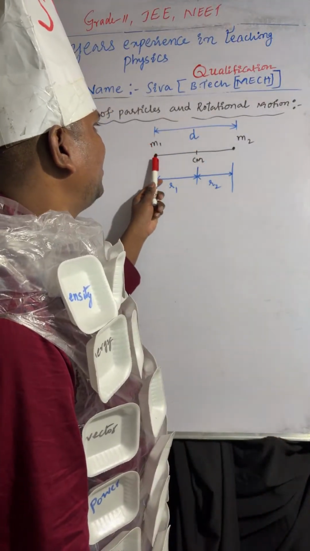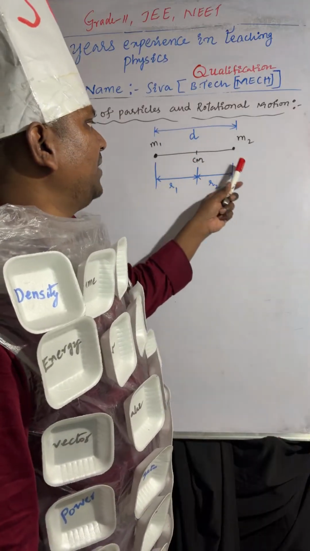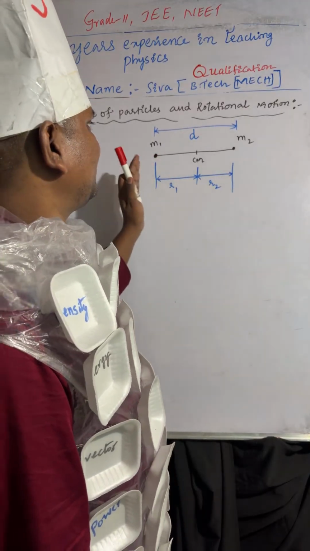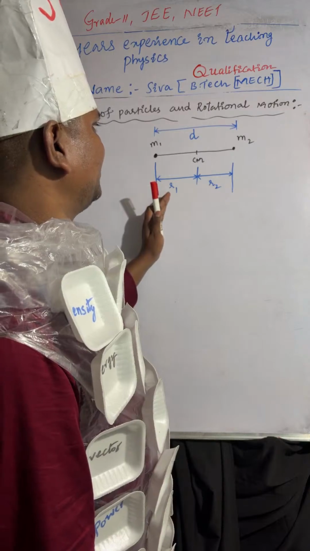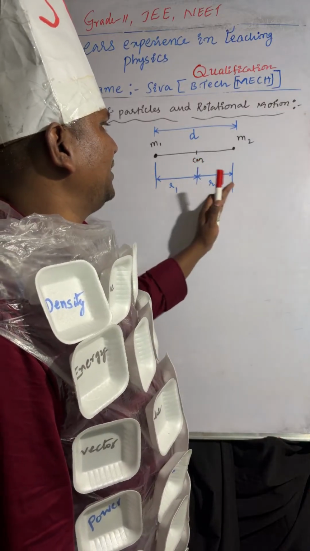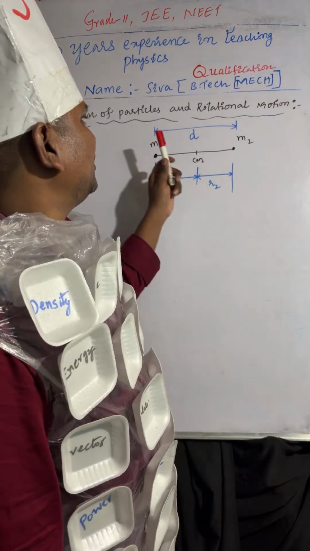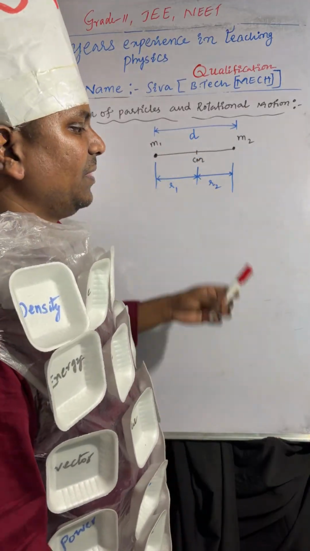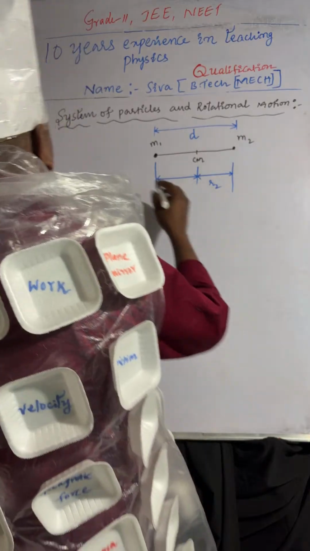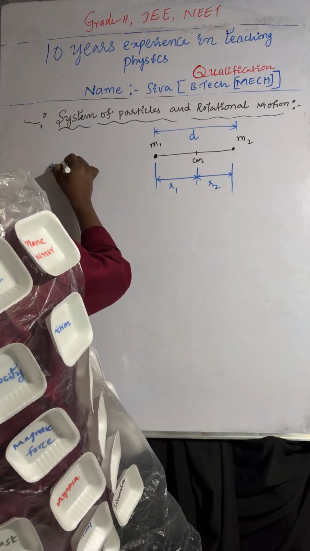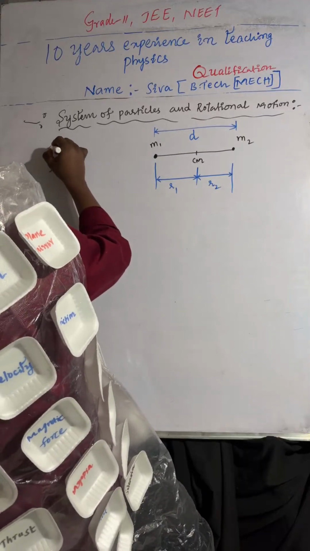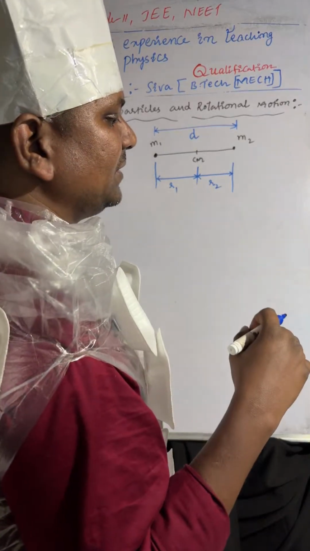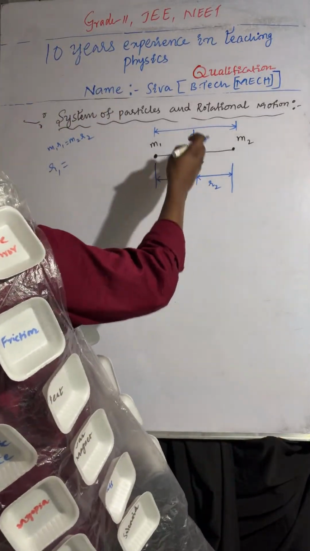From m1, the position of the center of mass is at a distance r1. From m2, the position of the center of mass is at a distance r2. The particles are separated by distance d. So m1 r1 equals m2 r2, so both are balanced. Now the center of mass lies at the center if the two particles have the same mass.